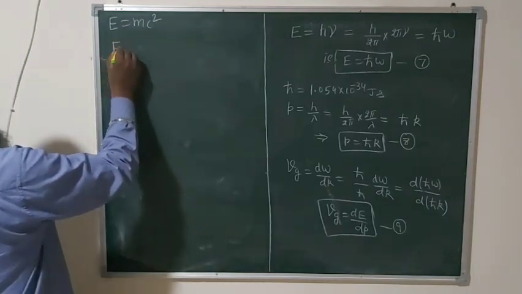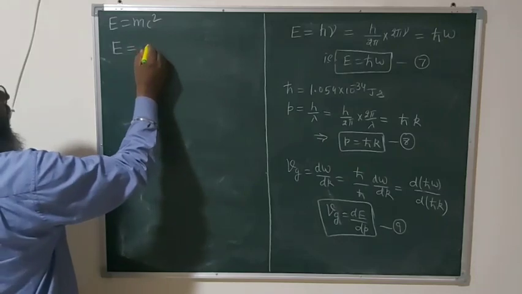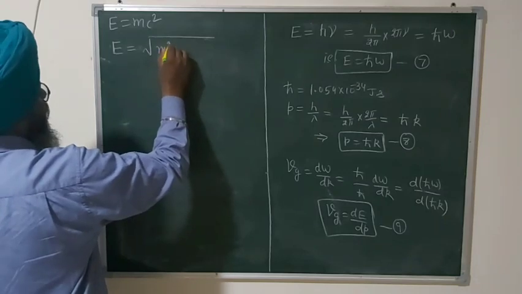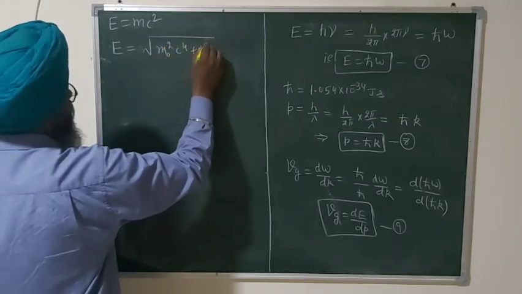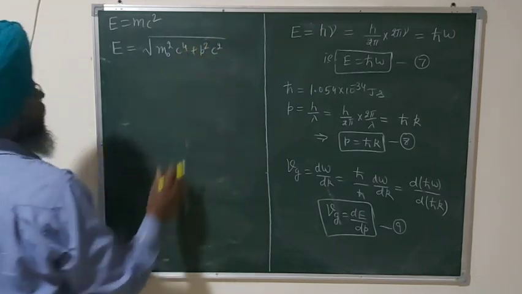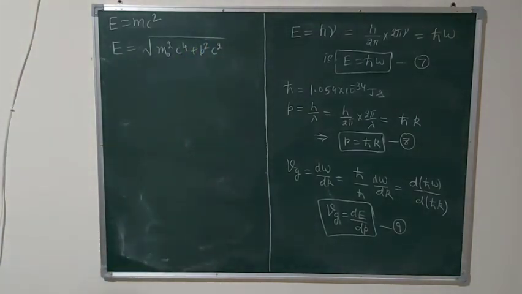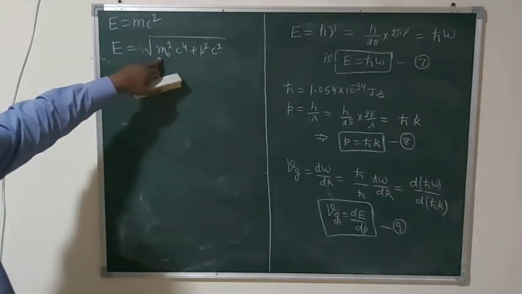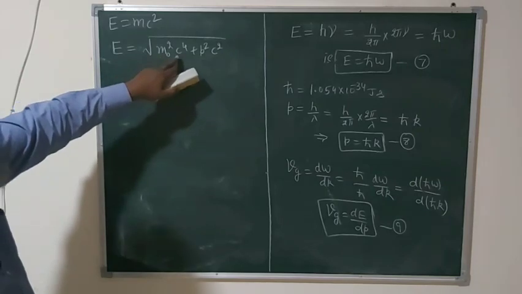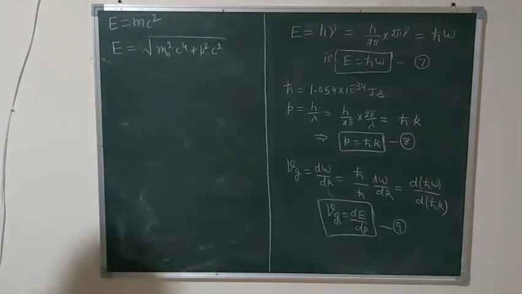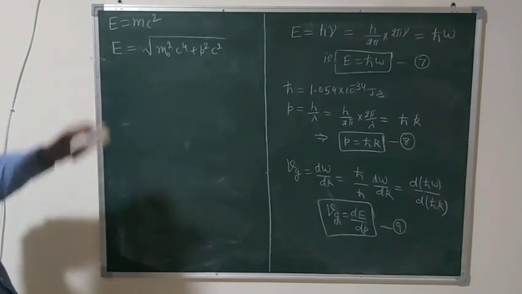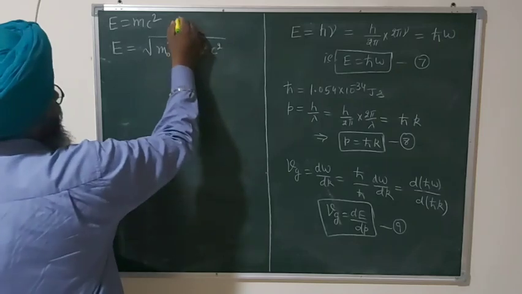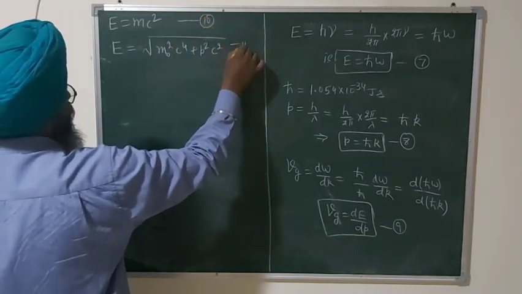Similarly, the total energy according to Einstein theory is also given by E is equal to square root of m naught square c^4 plus p square c square. This equation is called the energy momentum relation. Here p is the magnitude of linear momentum, m0 is the rest mass of the object under study, c is the speed of light in vacuum, and E is of course the total energy of the particle. I have to use both of these equations. Let us say this is equation number 10 and this is equation number 11.